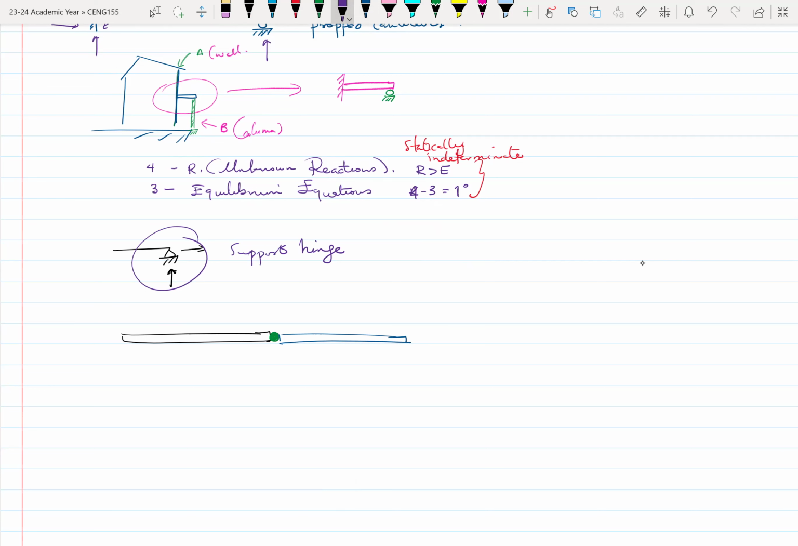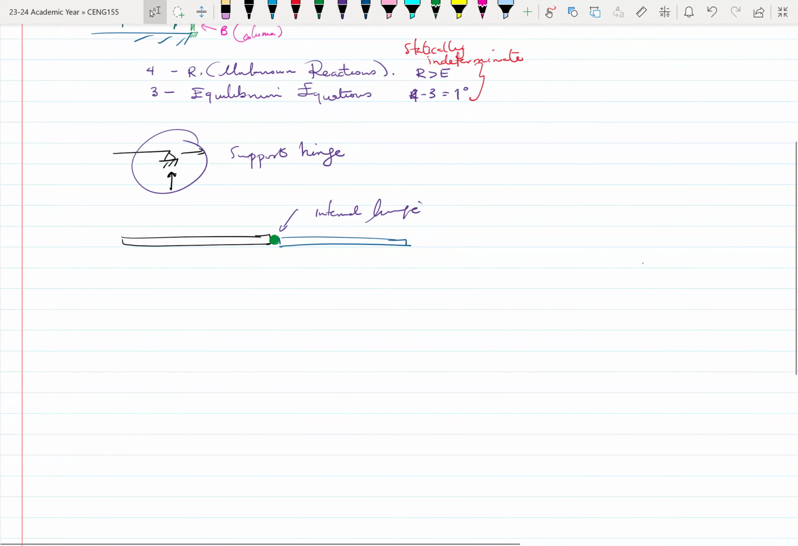But when we take an internal hinge, it is part of the structure. It is part of the beam. It is part of the beam mechanism. I'll give you some examples and then we can look at it.